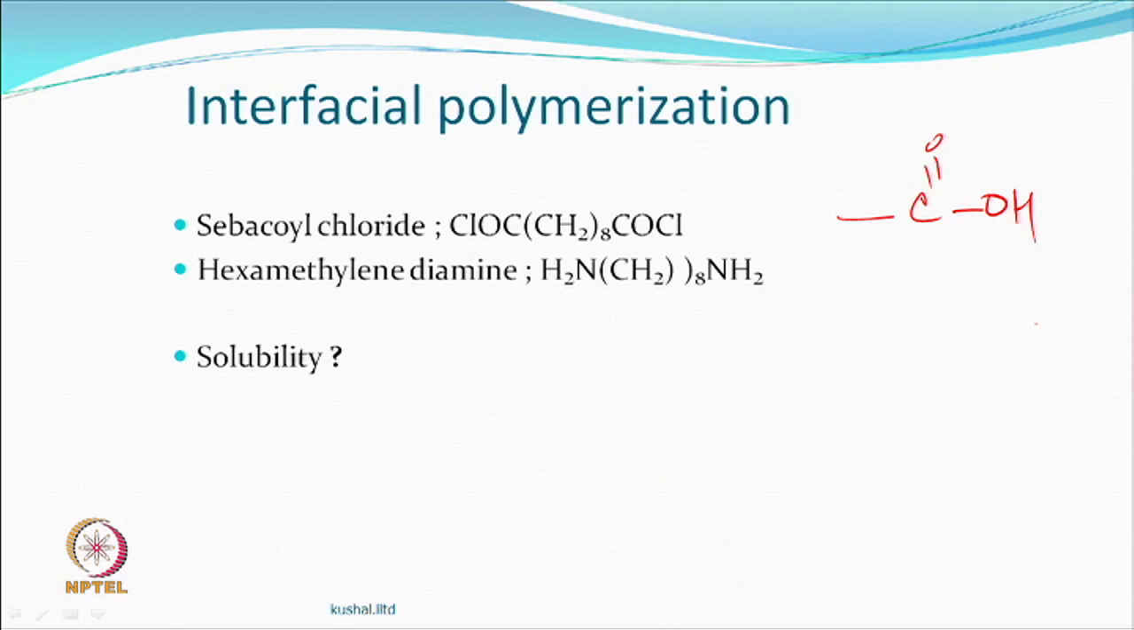If you take a dichloride of this acid, which is sebacoyl chloride, it is very reactive. At room temperature, reaction can take place with, let us say, an amine, hexamethylene diamine. So, this is hexamethylene diamine, which is the same amine which is used for nylon 6,6 manufacture.